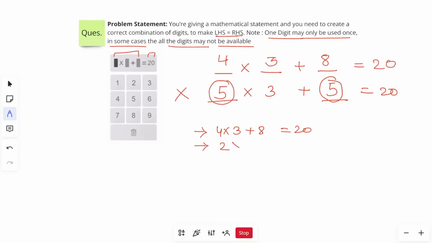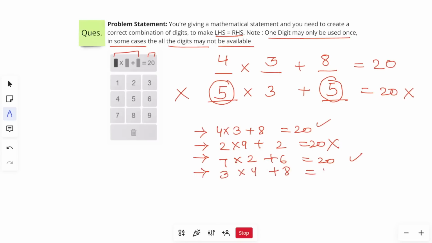It can be 2 into 9 plus 2 equals 20. This is wrong. I am telling you the wrong one first. Next, this one is correct: 7 into 2 plus 6, which is 14 plus 6 is 20. This is correct. The first one we saw is correct, this one was wrong. Next one can be 3 into 4 plus 8. 3 into 4 is 12, 12 plus 8 is 20, so this is also correct, and we are using 3 different digits. Next one is 6 into 2, which is 12, and then plus 8. So this is also absolutely correct, because here also we are using 3 different digits. None of the digits are repeating. So hope you have understood it.